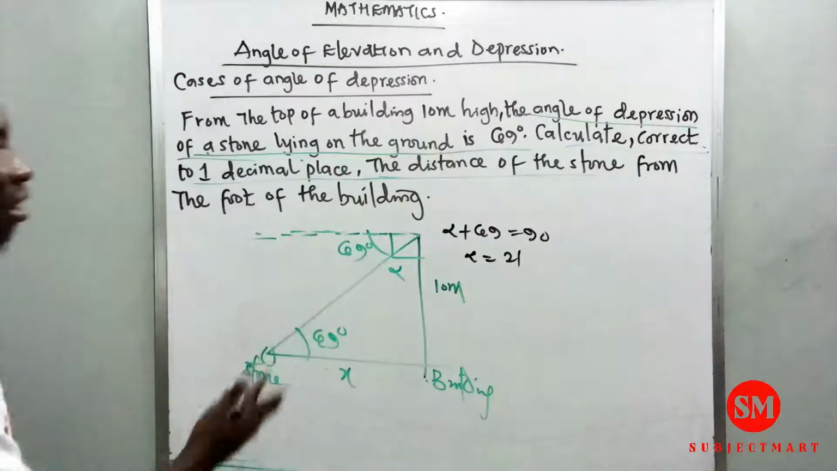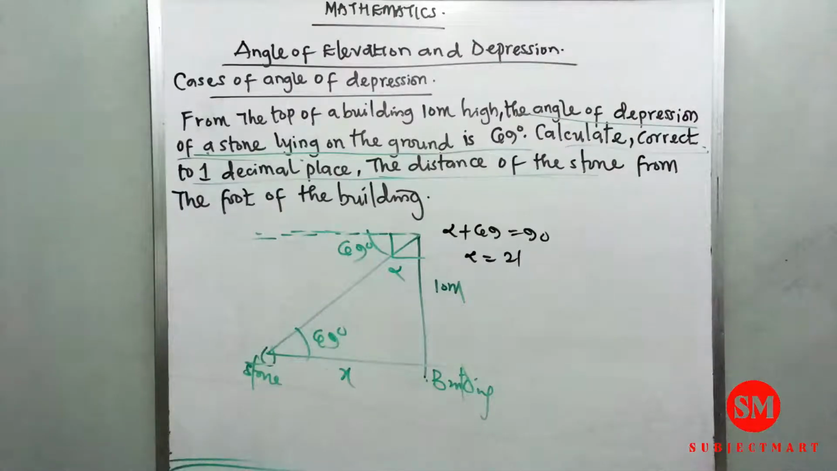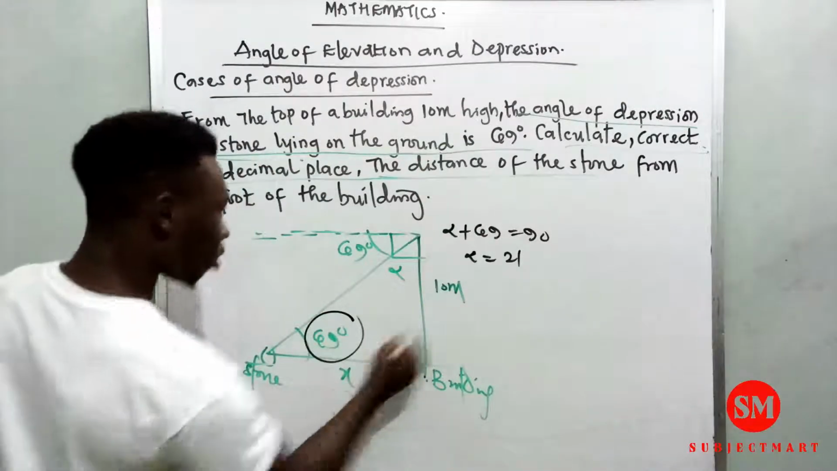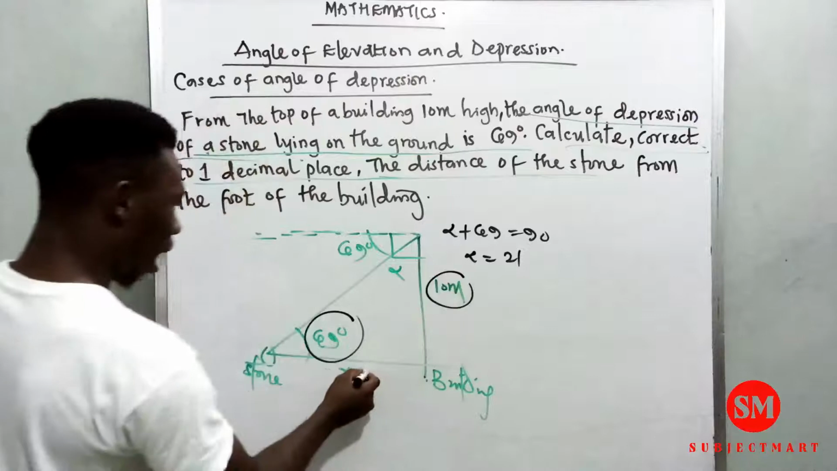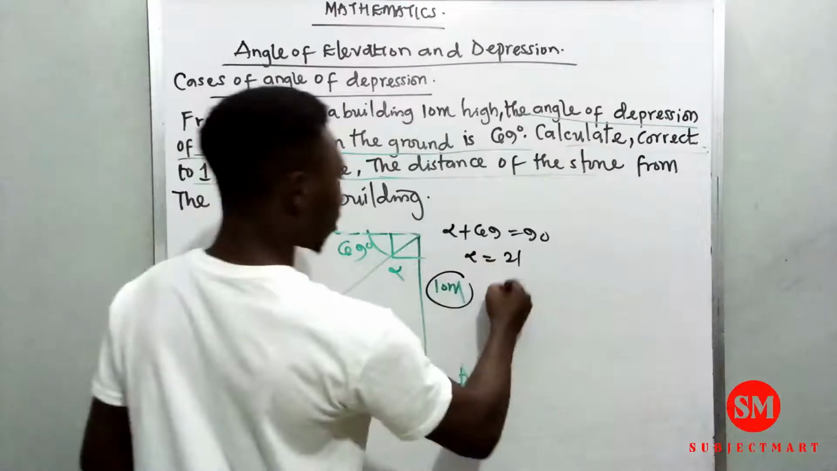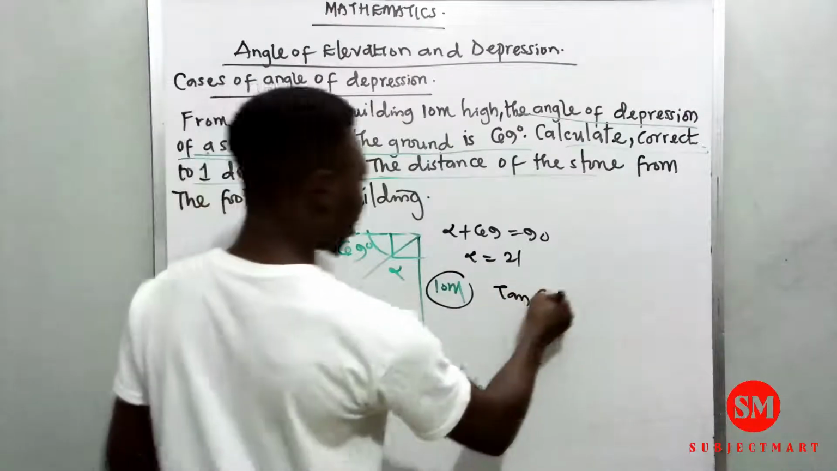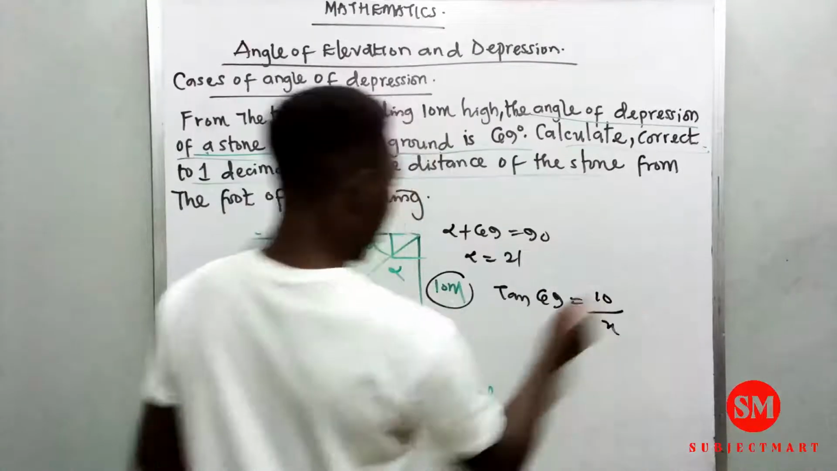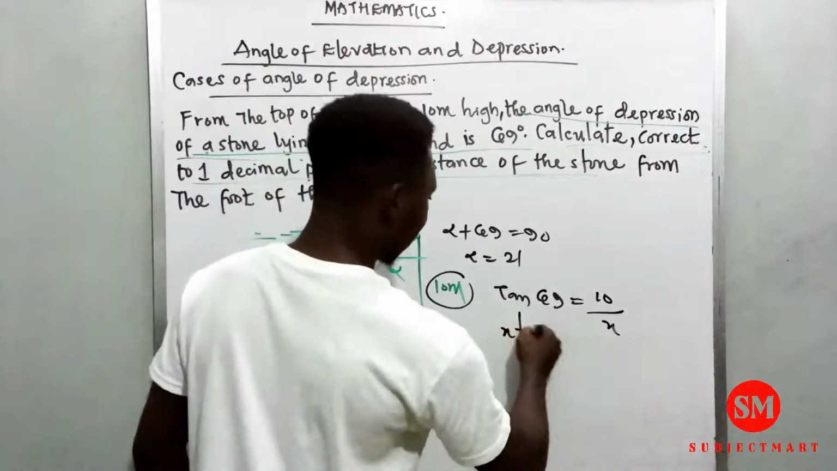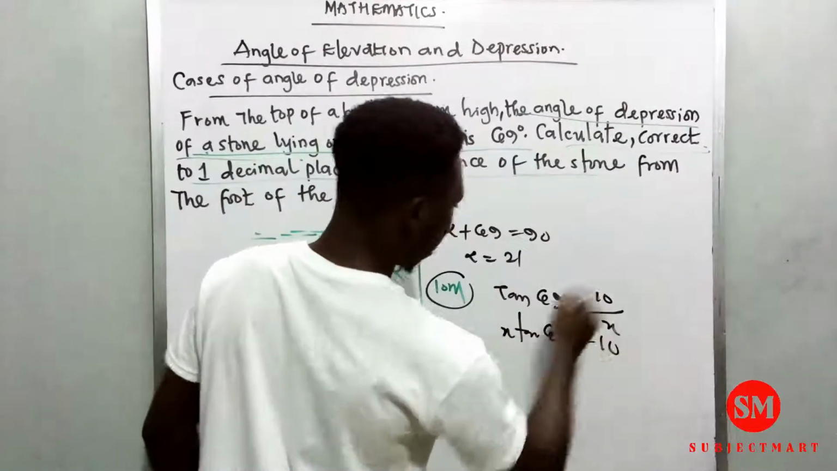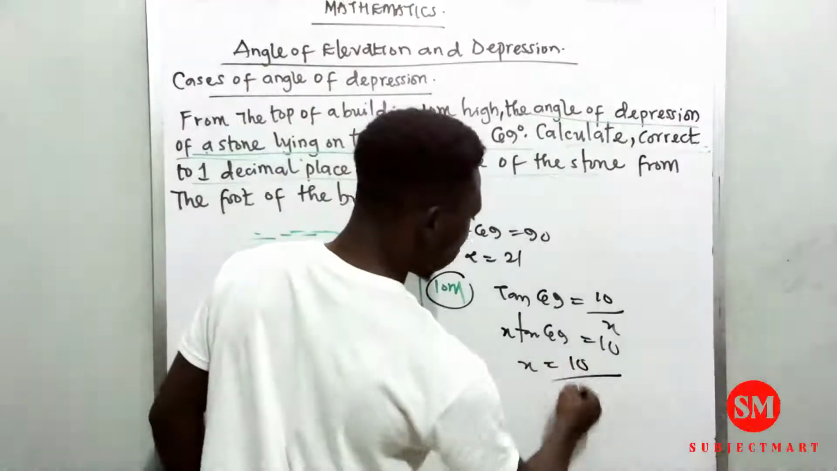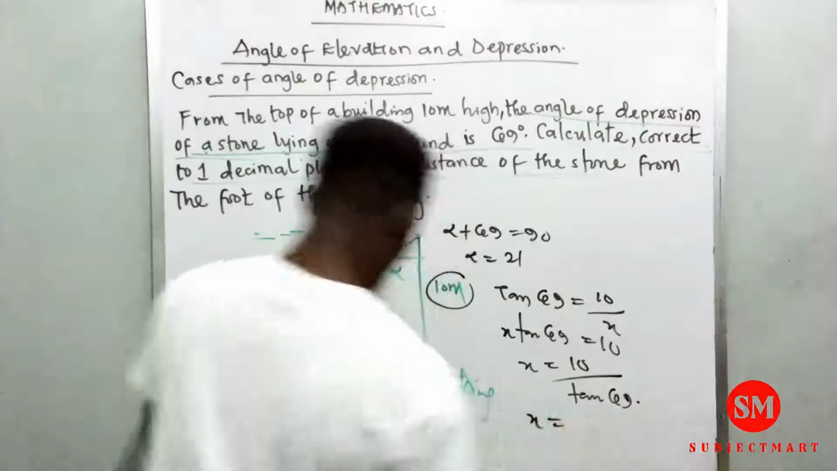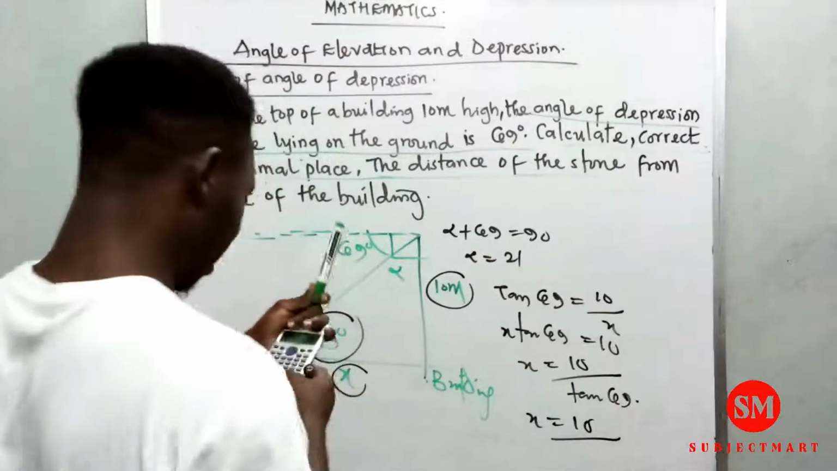But in this question, I'm going to use 69 and 21 to solve simultaneously. So if we're solving with this, what will be our relation? This is our opposite, this is our adjacent. So this becomes tan 69 is equal to 10 over x. So x tan 69 is equal to 10. So x here is equal to 10 over tan 69.